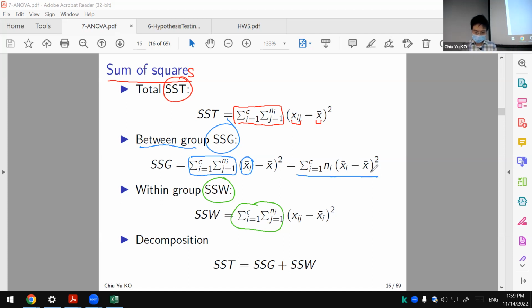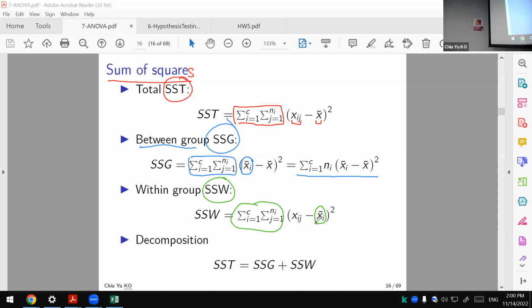Okay, and here we do the other way around. Instead of talking about the variation over the grand mean, it is over the group mean. Okay, so basically you're talking about how each student within the college is different from each other. Okay, and there are three variations, right? The first one is total, the second one is within the group, the other is between the group.